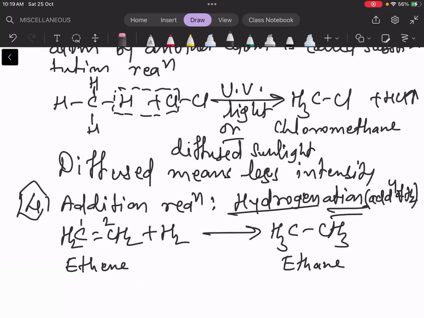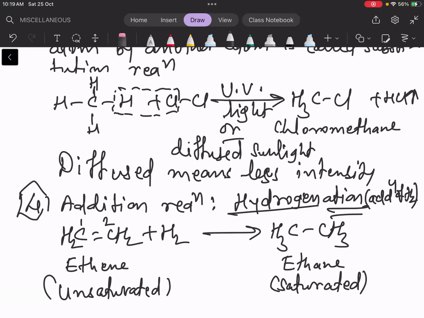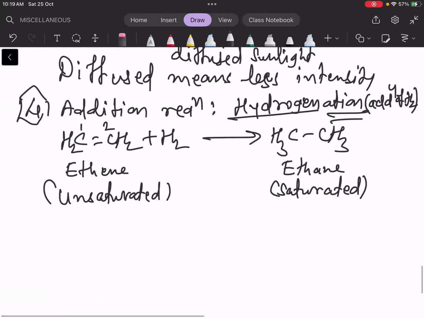So ethene is unsaturated, and ethane is saturated. So the degree of unsaturation goes on decreasing, and the degree of saturation goes on increasing. Is there any doubt? No, sir.